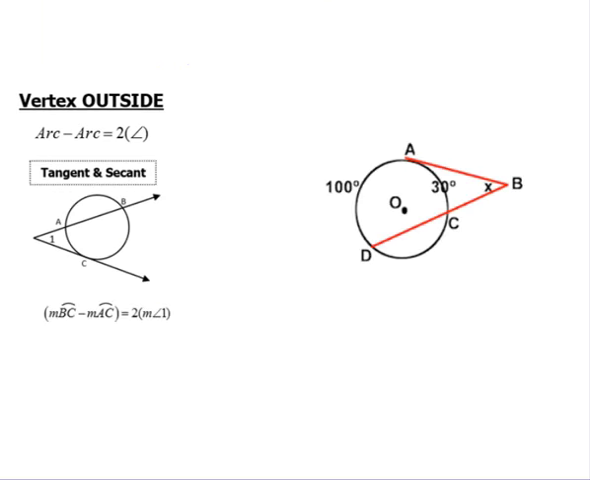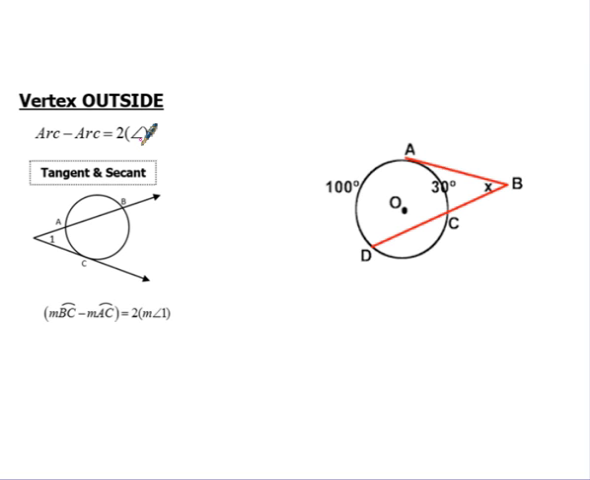Alright. So that's if the vertex happens on the inside. Well, what if the vertex happens on the outside? Again, the vertex meaning where the angle is created. Instead of adding, now we're going to subtract. So if it's inside, we add. If it's outside, we subtract. So it's arc minus arc equals 2 times the angle.